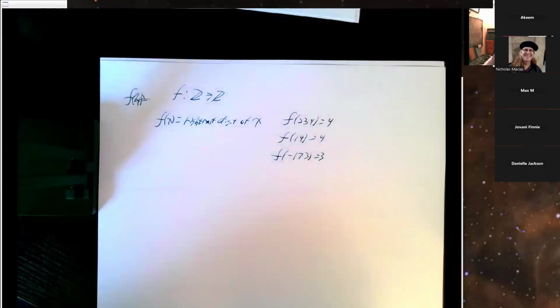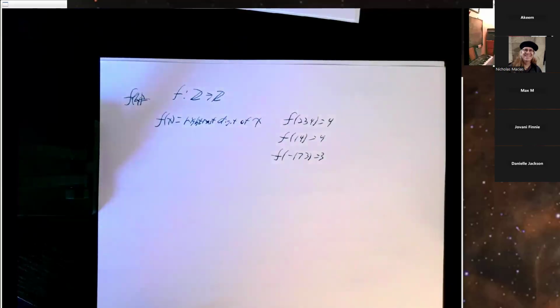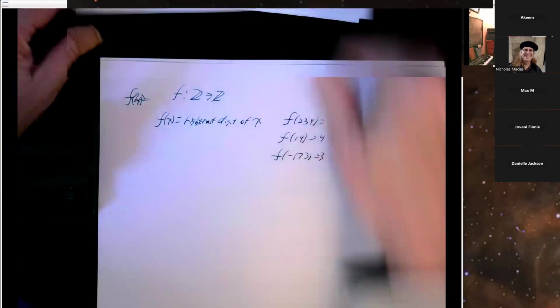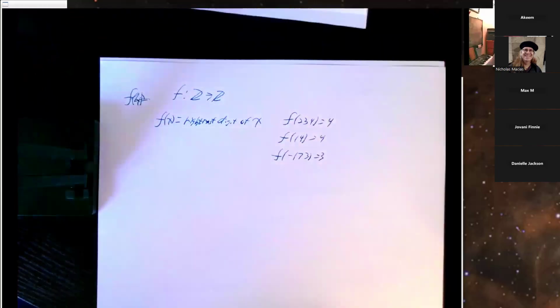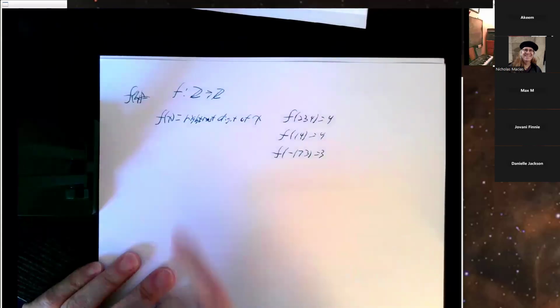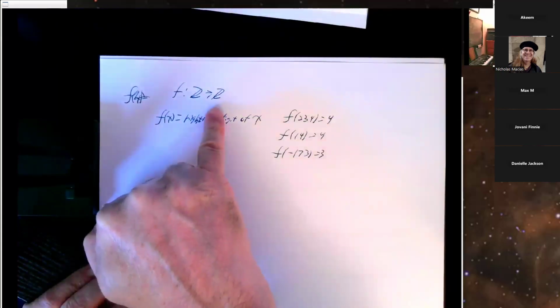Or I could define a function to be the sum of the digits in x. Or I could define a function to be 1 if the number is even and 0 if the number is odd. I can define a function to be pretty much anything I want, as long as it satisfies the requirement that everything over here maps to something over there.